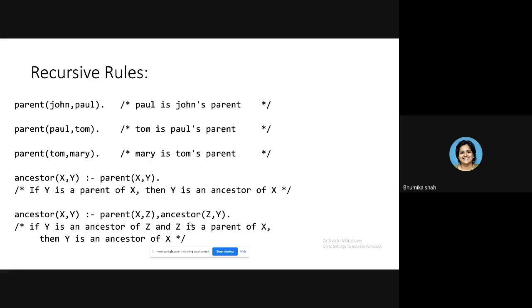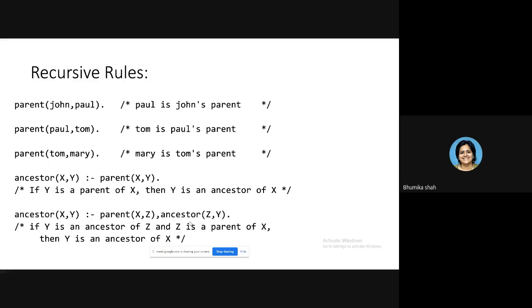Are you getting what I'm trying to say? Ancestor can be at any hierarchy level. So see, if you need to make grandparent, you don't require recursion because grandparent means parent's parent. But when I say ancestor, I am not aware at which level I am talking about, right? So here you have to use recursion. So how are we going to write ancestor?